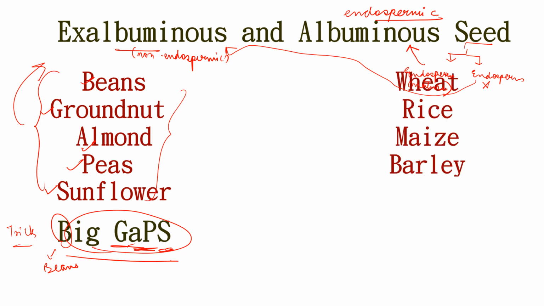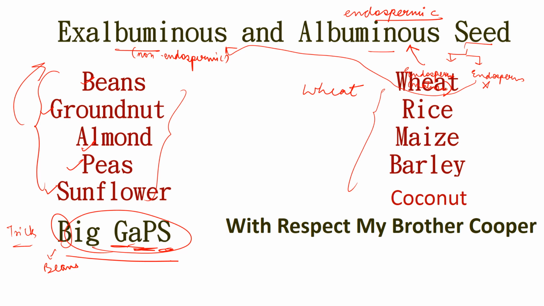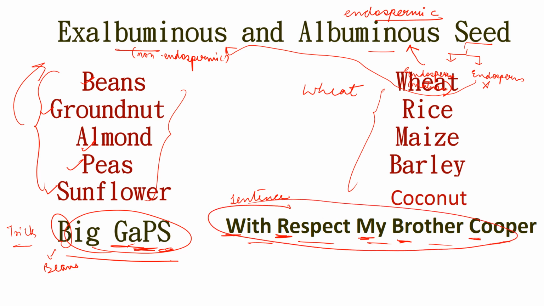For albuminous seeds, the examples are wheat, rice, maize, barley and coconut. These five are the examples of albuminous seeds. For them, the trick is a simple sentence. The sentence is, with respect my brother Cooper. So from with it's wheat, from respect it's rice, from my it's maize, from brother it's barley, and from Cooper it's coconut. So with this simple sentence you will easily remember the albuminous seeds, and from this you will easily remember the ex-albuminous seed examples.